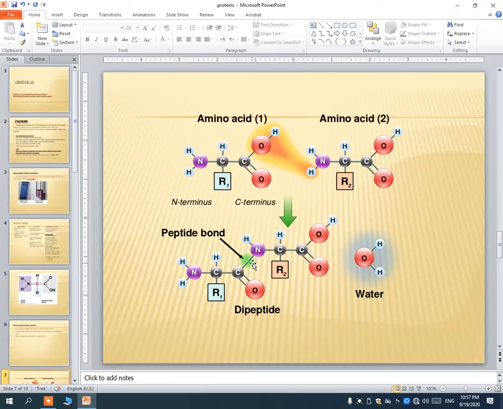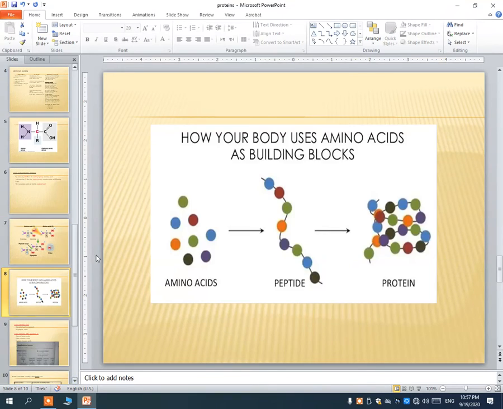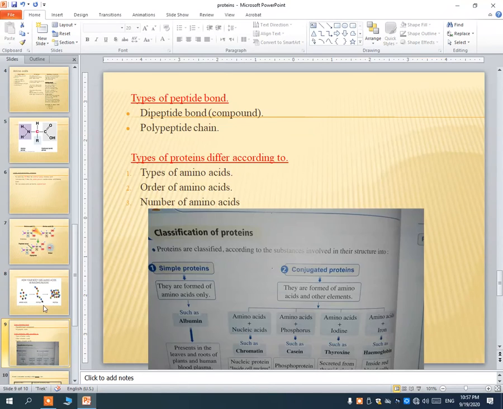So again, to form a peptide bond between two amino acids, a hydrogen should be removed from the amine group of one amino acid, and OH should be removed from the carboxyl group of the other amino acid. If we have amino acids, they will connect together by peptide bonds, forming protein. Types of peptide bond: as we said, a dipeptide is composed of only two amino acids, and a polypeptide is composed of more than two amino acids.